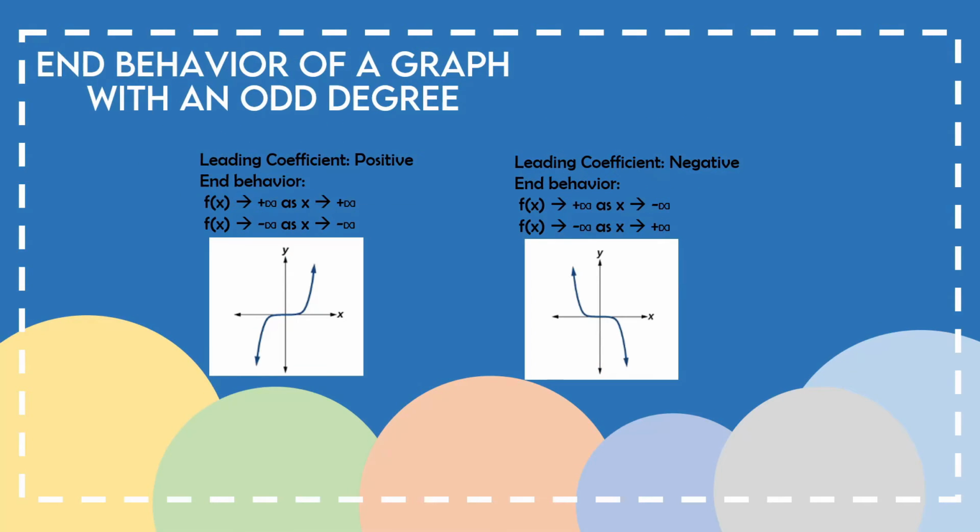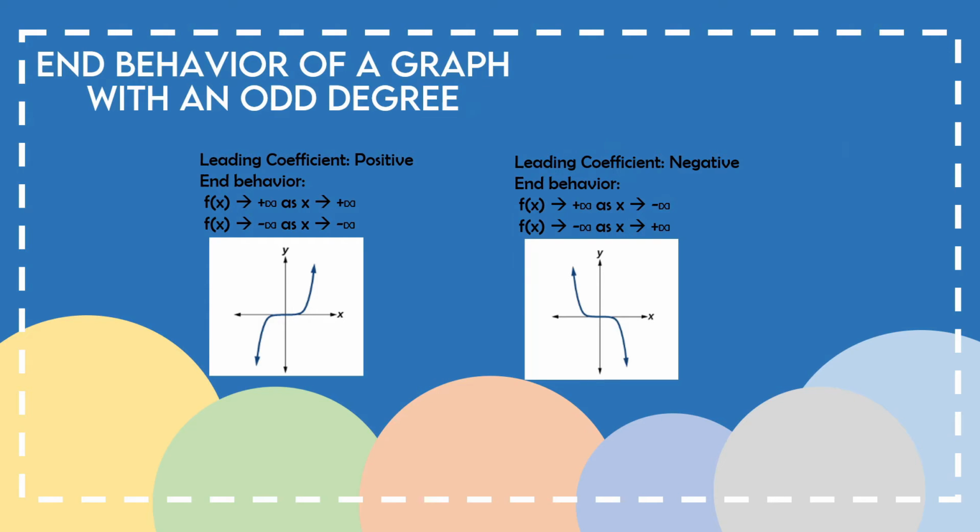So, the end behavior of a graph with an odd degree. Again, it is an odd degree if the two arrows are pointing in opposite directions. So for a graph with a leading coefficient that is positive, we have the end behavior f of x reaches positive infinity as x reaches positive infinity because the right arrow is pointing up, and f of x reaches negative infinity as x reaches negative infinity because the arrow on the left is pointing down.